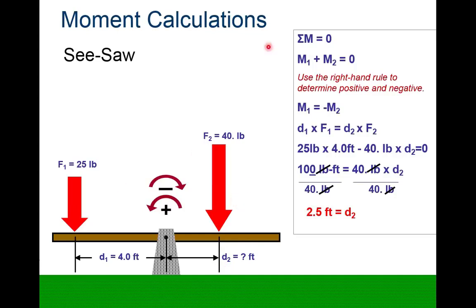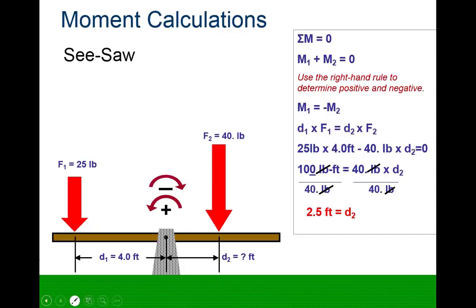Okay, now that you're done with your picture, let's start up here. Sigma stands for the sum of. Like the sum of 2 and 2 is 4. The sum of 3 and 5 is 8. So the sum of the moments has to equal 0. So we have 2 moments, moment 1, moment 2, and they must equal 0. Easy as that. So we have force times distance, and force times distance equals 0.